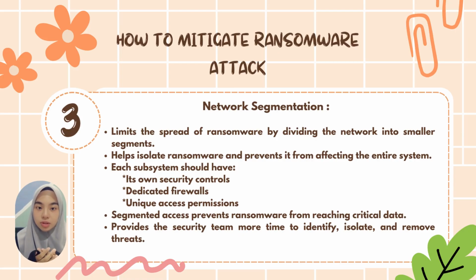So how to implement network segmentation? We have 3. First, each segment has its own security controls for better protection. Second, dedicated firewalls to filter and block malicious traffic. And third, unique access permissions to restrict unauthorized entry. We have 2 benefits of network segmentation. First, it prevents ransomware from reaching critical data, and number 2, it gives security teams more time to detect, isolate and remove threats before major damage occurs.